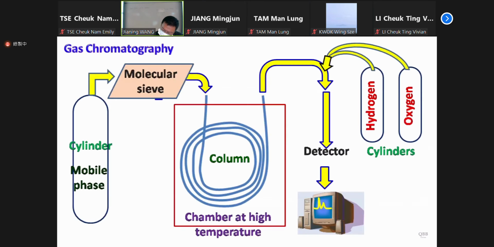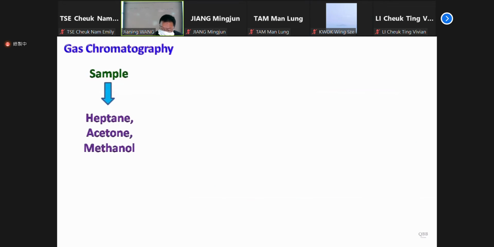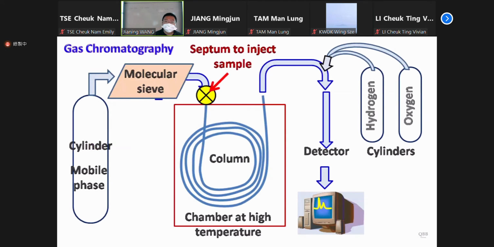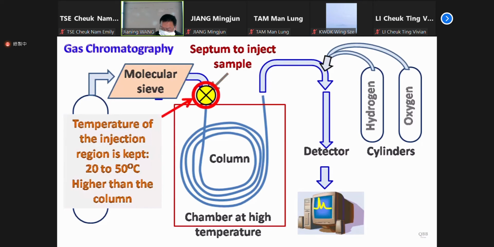Let's see the working of gas chromatography. The sample which is to be separated is mixed with an appropriate volatile solvent such as heptane, acetone, or methanol. Just before the column, there is a septum that allows injection of the sample. The temperature of the injection region is kept 20 to 50 degrees Celsius higher than the column. This allows rapid volatilization of the sample. Once the sample is volatilized, it passes down the column where the separation occurs.